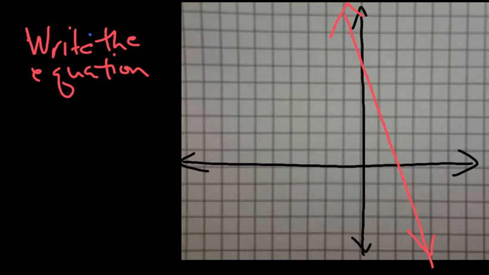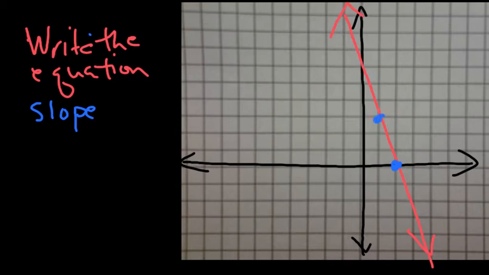Okay, here's another line. So we need to write the equation. So what do we need to do? We need to find slope. How are we going to find slope? We're going to pick 2 points where we know the line is crossing the crisscross marks for sure. So I'm going to pick this point right here and this point right here. And then I'm going to start at the bottom point and go up 1, 2, 3.